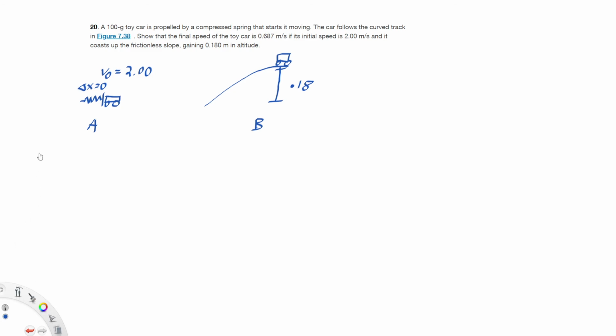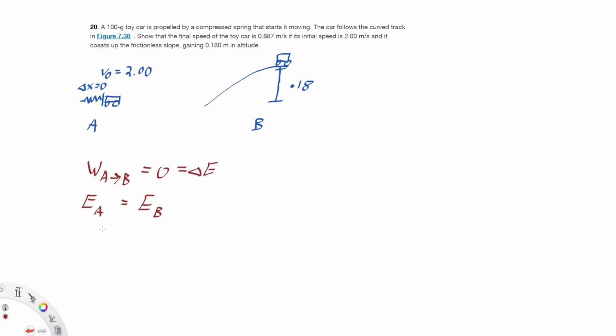So once again, we're told it's a frictionless slope, so we're going to ignore that, which means that there's no external forces here. So the work done moving from A to B ought to be 0. So we have conservation of energy. The energy at A should equal the energy at B.